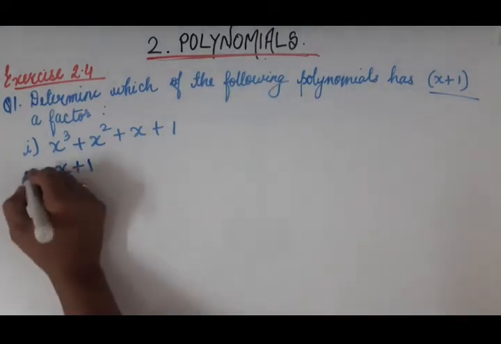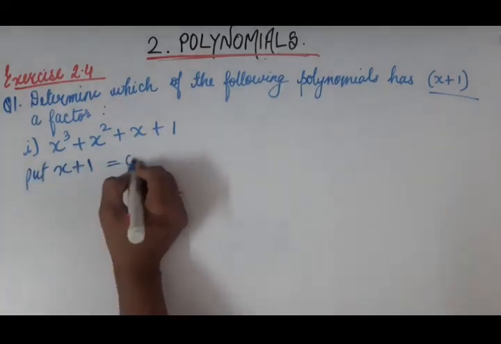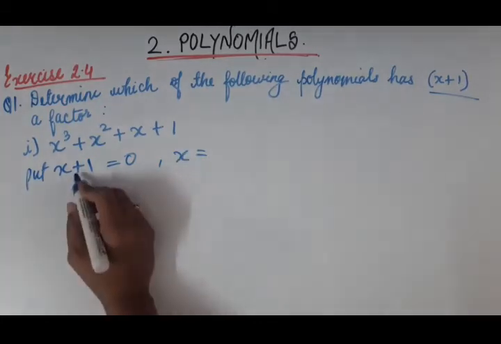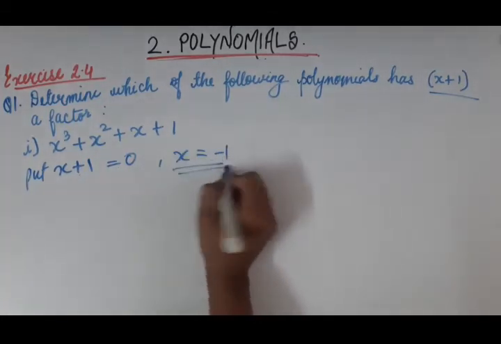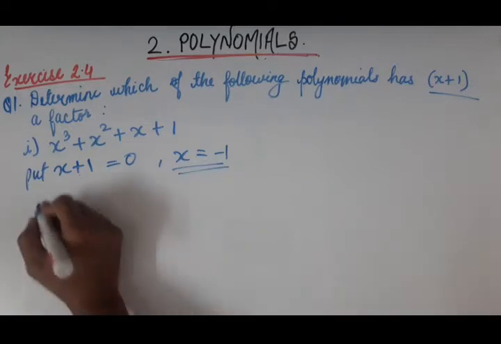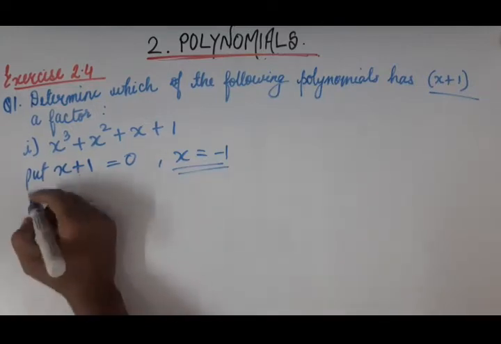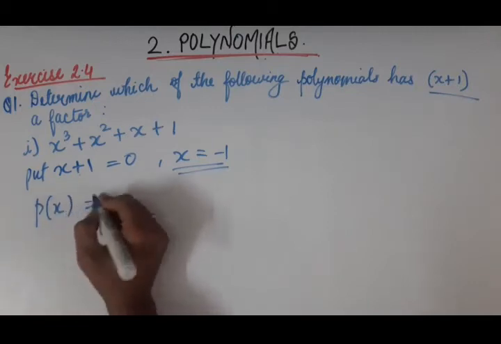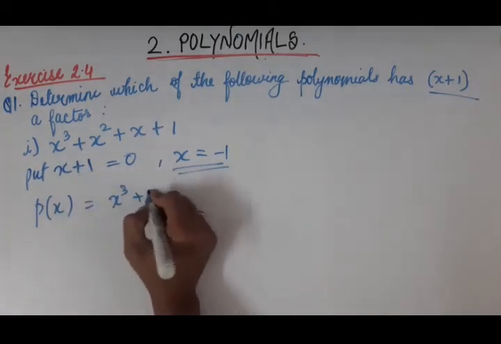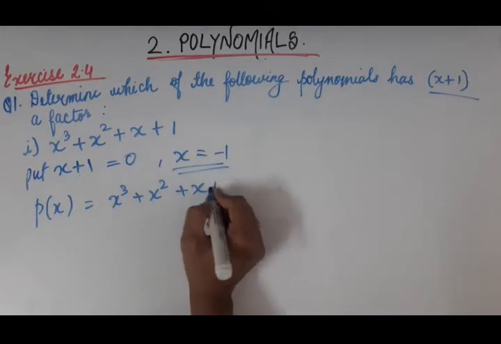So put x plus 1 equal to 0. What will be your x? This plus 1, after going that side it will be minus 1. So minus 1 will be the 0. If p of minus 1 is 0, so for that first you write what is your p of x. P of x is equal to your dividend, that is x cube plus x square plus x plus 1.